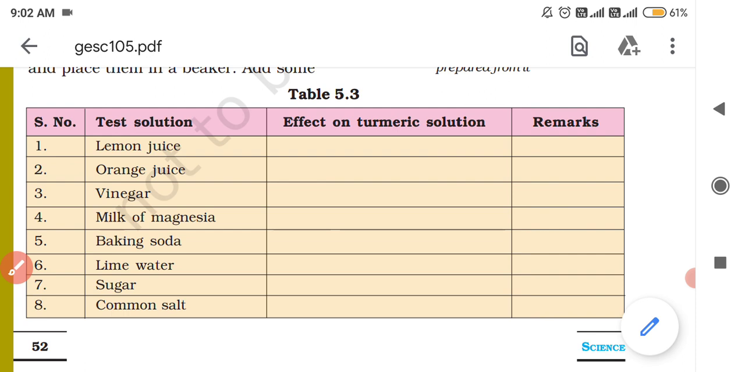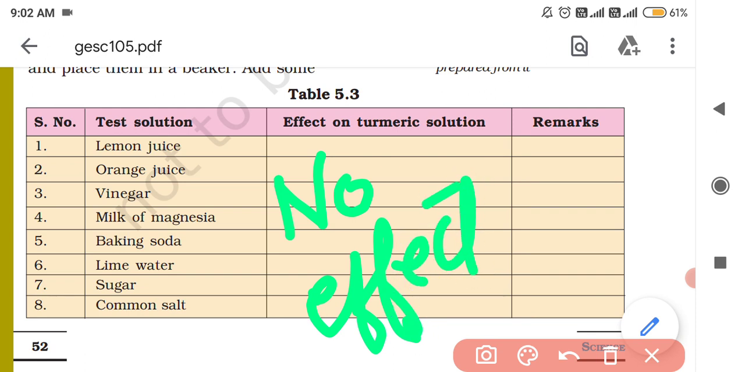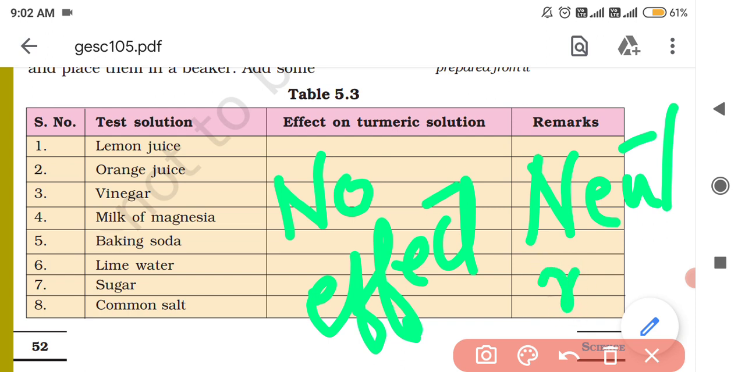Next, sugar solution. If you add sugar to some amount of water and stir it, it will become sugar solution. So what will be the effect of sugar solution on turmeric solution? It will have no effect, because sugar solution is neutral. It is a neutral substance.